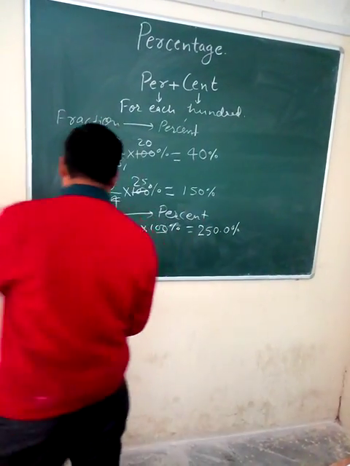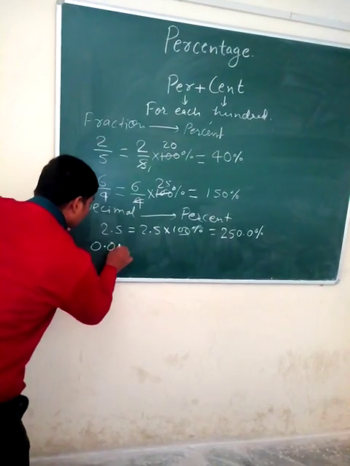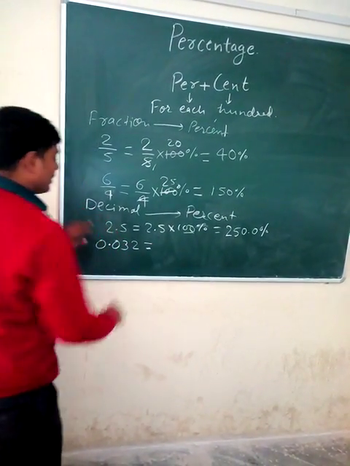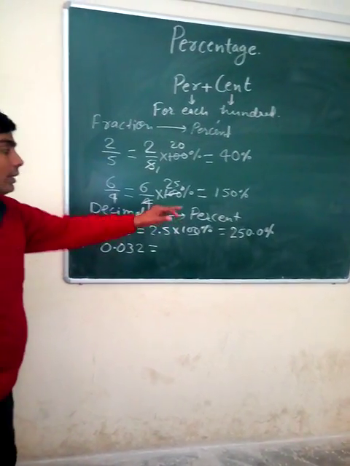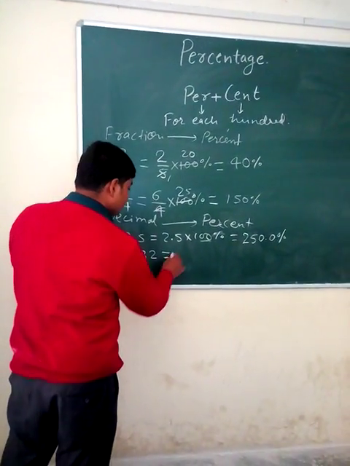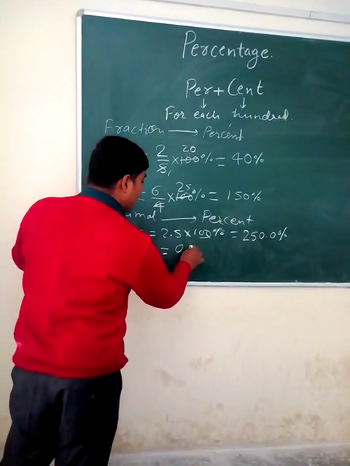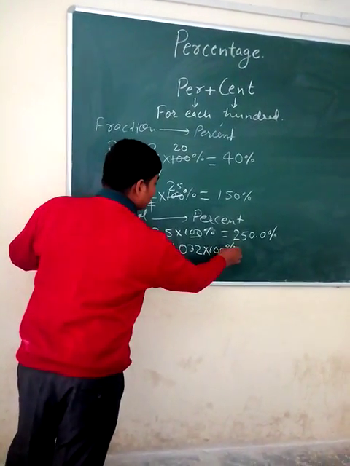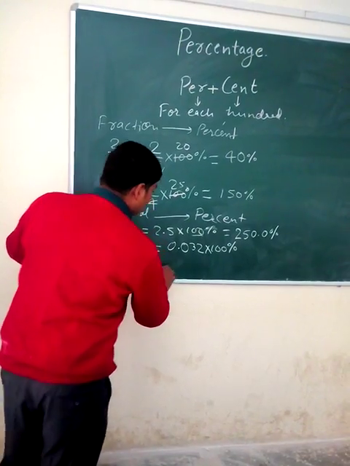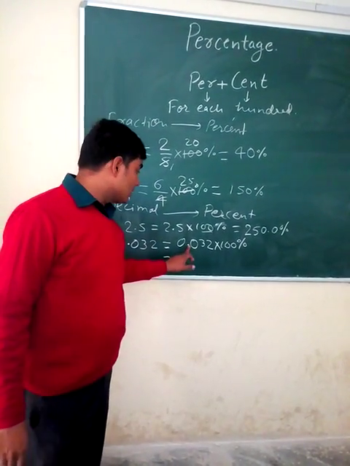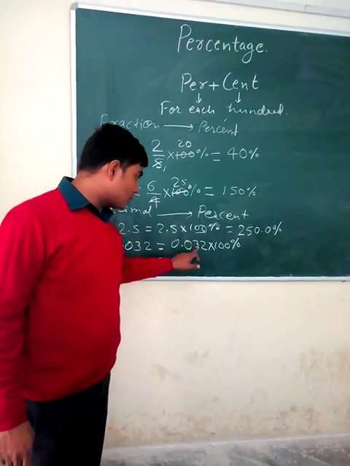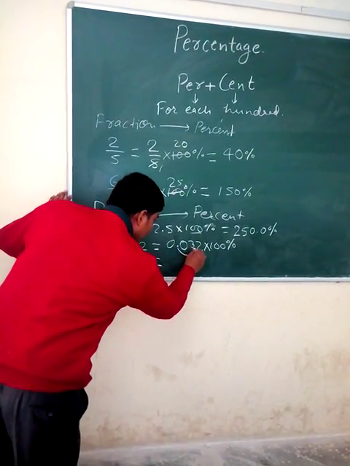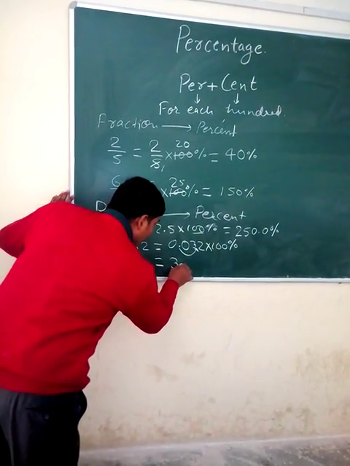Likewise, if there is written 0.032 and this decimal you have to convert it into percentage, so you just multiply it by 100 and put the symbol of percentage. Now this decimal changes its place 1, 2 because there is 100. So this decimal comes here and it will be 3.2%.